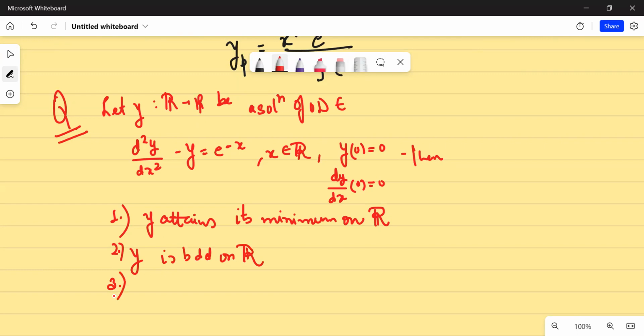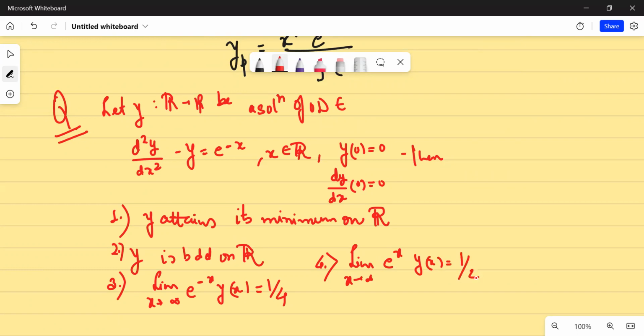Option 3 says limit x tends to infinity e to the power minus x y(x) is equal to 1 over 4. And option 4 says limit x tends to infinity, I think there's some problem with the last option, let us see, limit x tends to infinity e to the power x y(x) is 1 by 4. Let us see which of the following options is correct. Okay, is that clear?